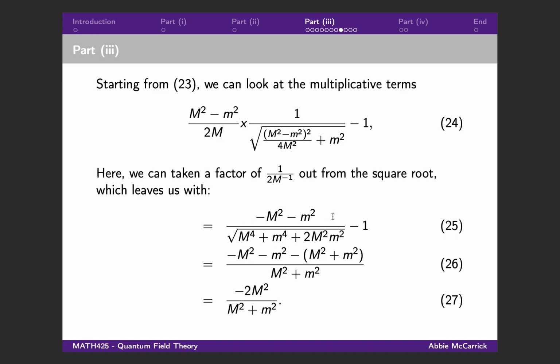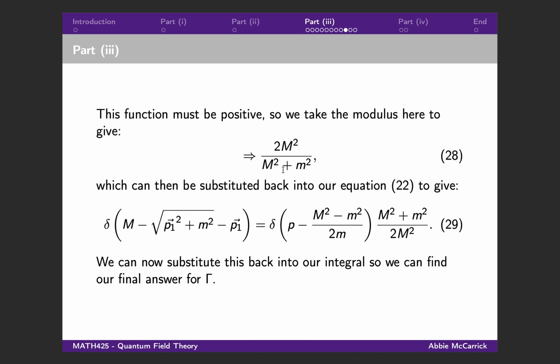Do some algebraic manipulation, some simplifying, some rearranging the equations, and we do end up with this. So we end up with minus 2 big M squared over big M squared plus little m squared. We know that this term must be positive in order for our theory to hold, in order to actually carry on with this calculation and have it be valid. So we can take the modulus of this, which gives us 2 big M squared over big M squared plus little m squared. We can then substitute this back into our equation 22, which was our expression for the delta function itself, and we then get this as our simplified delta function that we can actually work with in our equation.